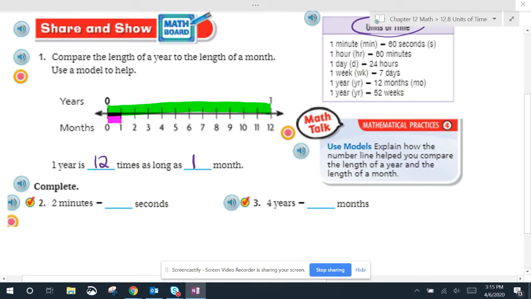Okay, let's look at 2 and 3. So now I have 2 minutes equals how many seconds? Well, I know I have 60 seconds in a minute. So I'm going to multiply 2 times 60, which equals 120. So there are 120 seconds in 2 minutes. 4 years and months. Well, I know that in 1 year there are 12 months. So I'm going to multiply 4 times 12. So 4 times 12 equals 48. So there are 48 months in 4 years.